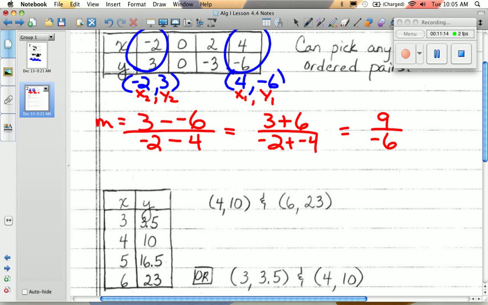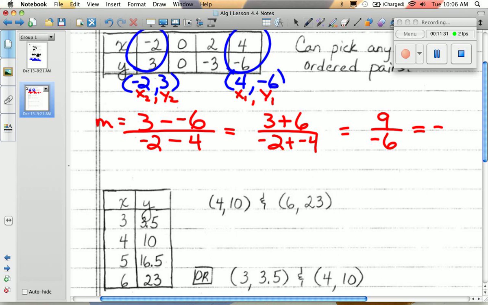Should we leave it like that? No. Okay. Well, first of all, we have a positive upstairs and negative downstairs. What does that tell us that the slope is going to be? Positive or negative? Negative. It's going to be negative slope because one of them is negative, and when you're dividing, a positive divided by a negative is a negative.